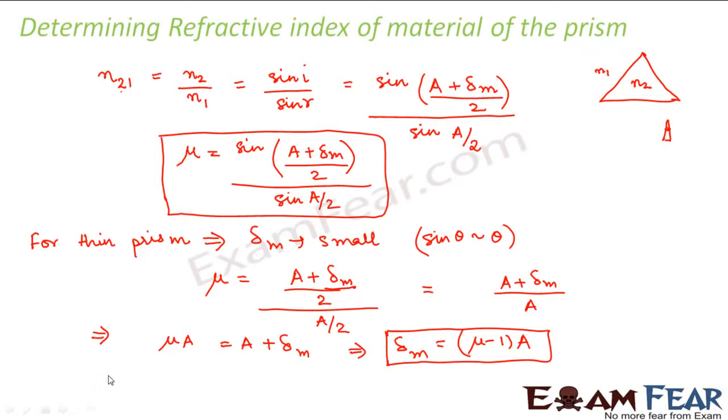So for thin prisms, we see that delta m is directly proportional to the angle of prism. That means as the angle of prism increases, delta m increases. As the angle of prism decreases, delta m also decreases. Therefore, thin prisms do not deviate light much, because the angle of prism is very small for thin prisms. Therefore, the angle of deviation is also very small. So they do not deviate light much.